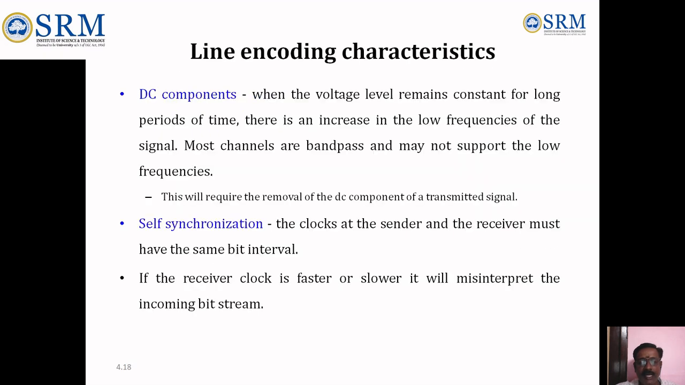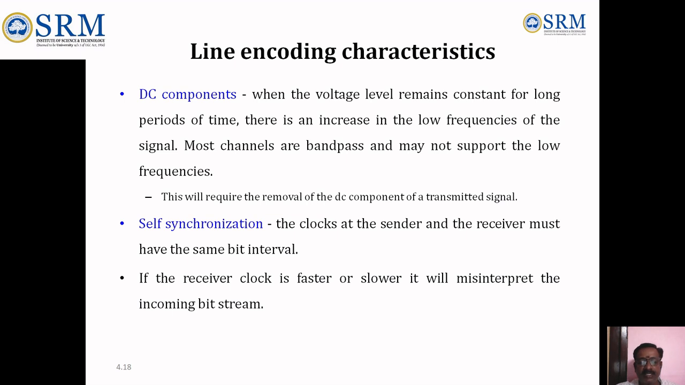Line encoding characteristics. The first characteristic is the DC component. When the voltage level remains constant for a long period of time, there is an increase in the low frequencies of the signal. Most channels are band pass and may not support the low frequencies. This will require the removal of the DC component of a transmitted signal.